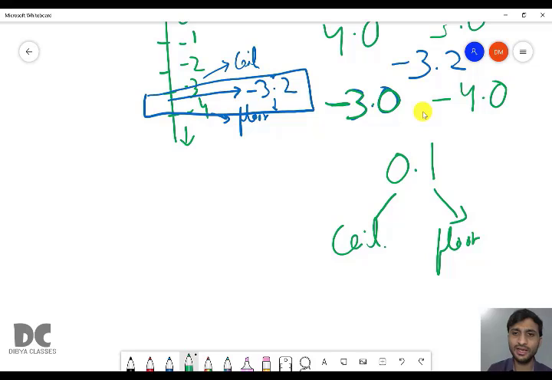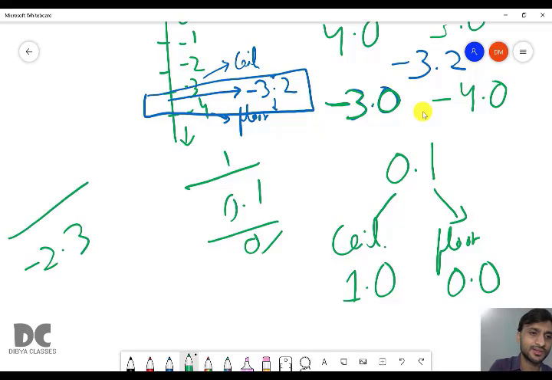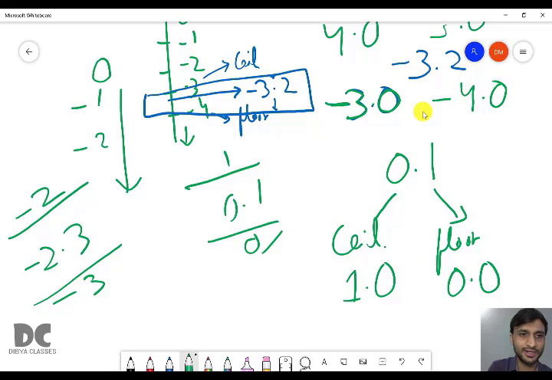So when you use ceil, 0.1 means it lies between 0 and 1. Ceil means you will get the answer as 1.0. Floor means you will get the answer as 0.0. For example, we have minus 2.3. So in the ceiling we have minus 2. In floor we have minus 3. Because 0, minus 1, minus 2, it comes down, right? It is opposite of 1, 2, 3. Okay, so ceiling is minus 2 and the floor is minus 3.